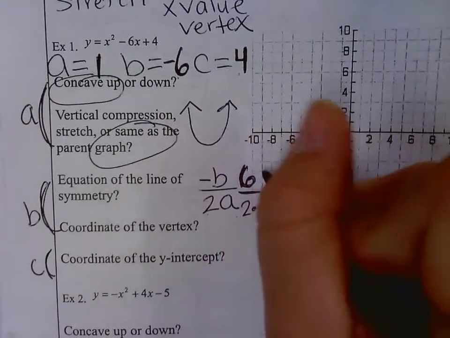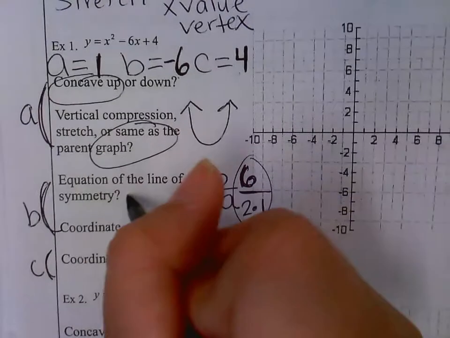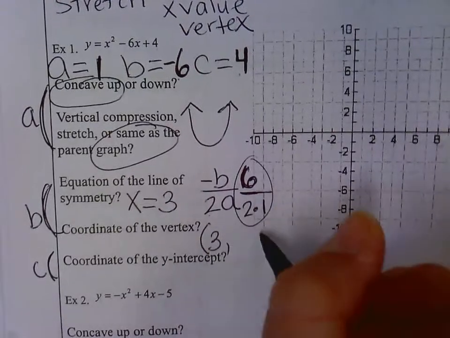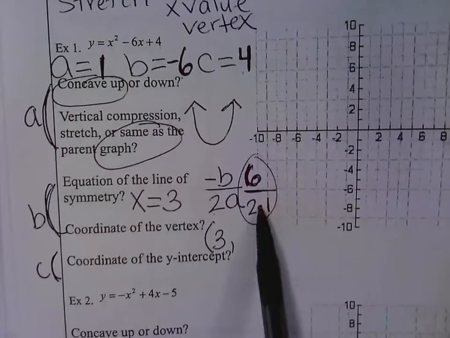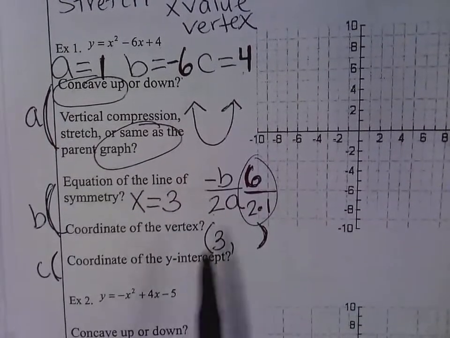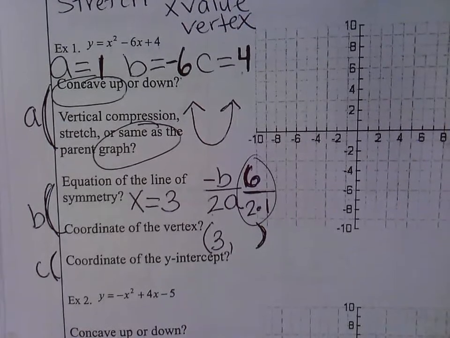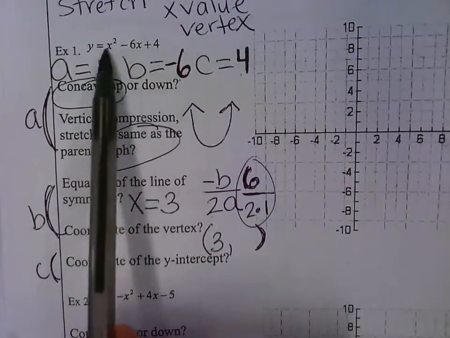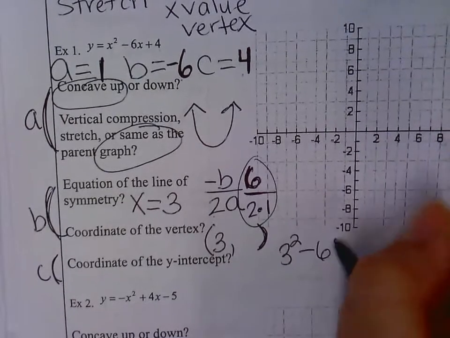So what is 6 divided by 2? 3. So my line of symmetry is at x equals 3, and the coordinate of my vertex also gets a 3, because 6 divided by 2 is 3. If I have an x value, how do I find a y value? I have the x value, what? Plug it in. So I'm going to take this 3, and I'm going to plug it into this equation up here. So I have to do 3 squared minus 6 times 3 plus 4.